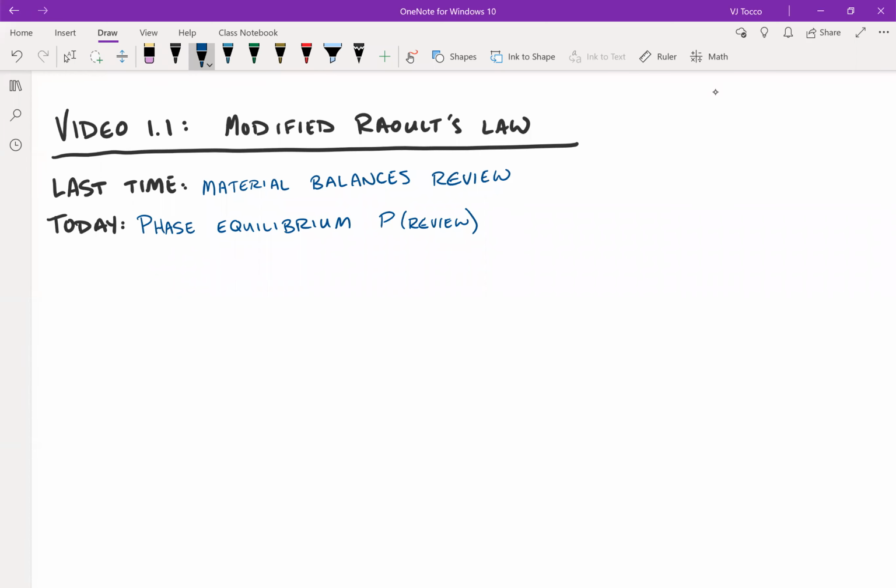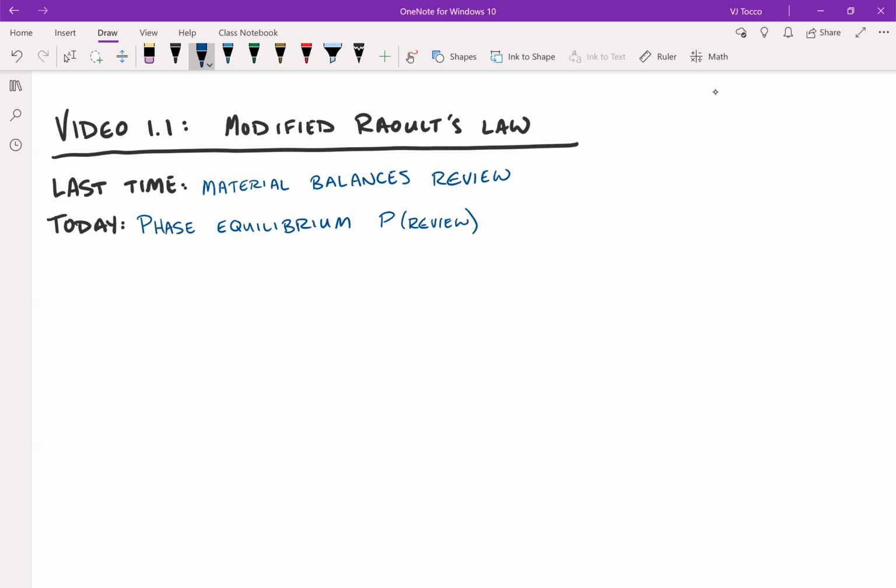In the last separations class, I reviewed how to perform a material balance on a chemical system. This involved doing a degree of freedom analysis to verify that we had enough information to solve the problem, and then deriving all the necessary material balances needed to solve for the unknowns. In today's class, I'm going to review the necessary concepts from phase equilibrium.